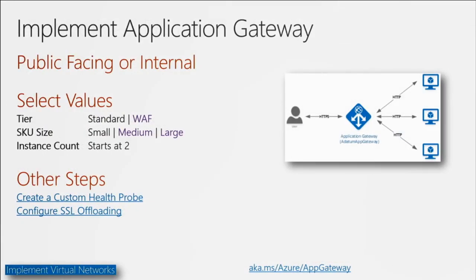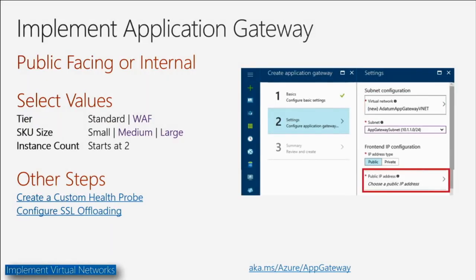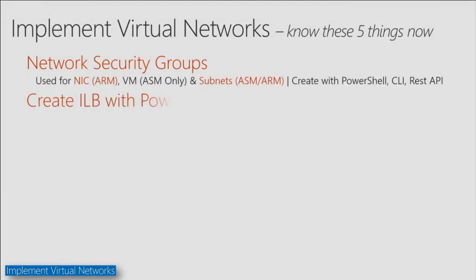Application gateways. Not much to say about application gateways. Understand the SSL offloading and how to build a custom health probe for it. Instance count will always start at 2. Choose your network. Choose an IP address. And in it goes.